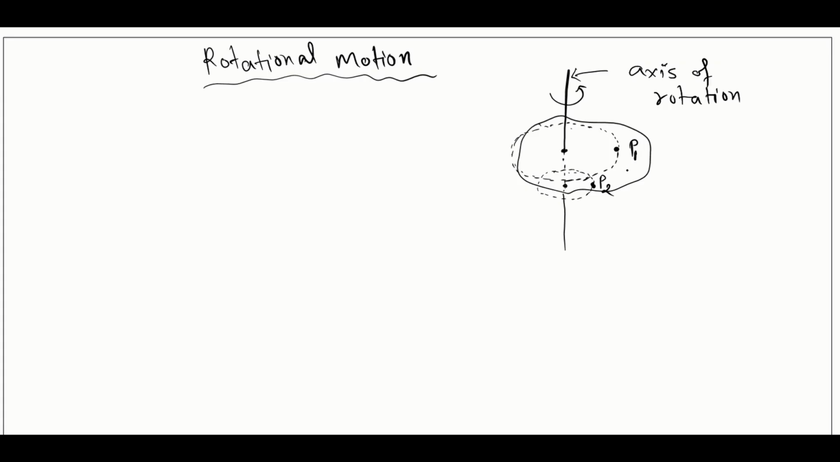Okay, and while rotating, this particle covers an angle. Let's say initially it is at this point, and after some time delta t, it goes from P1 to P1 dash, and it covers an angle delta theta.